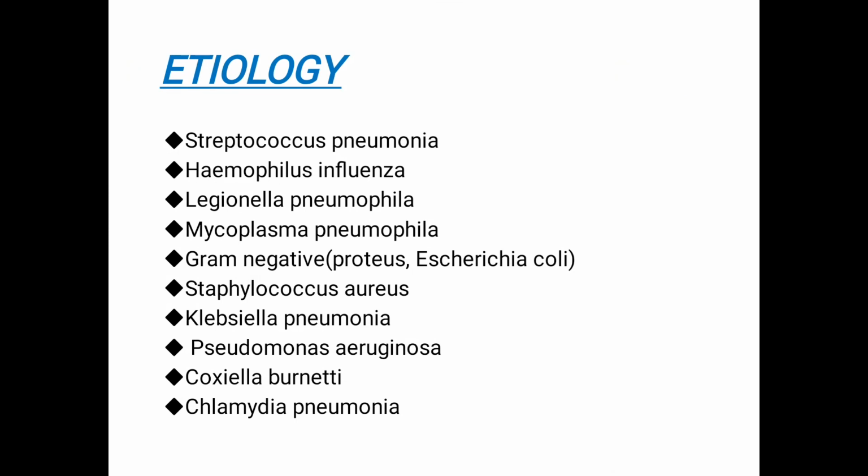So let us see the causative organisms for bacterial pneumonia. Bacteria such as Streptococcus pneumoniae, Haemophilus influenzae, Legionella pneumophila, Mycoplasma pneumoniae, and gram-negative organisms such as Proteus, E. coli, Staphylococcus aureus, Klebsiella pneumoniae, Pseudomonas aeruginosa, Coxiella burnetii, and Chlamydia pneumoniae can all lead to the development of bacterial pneumonia.